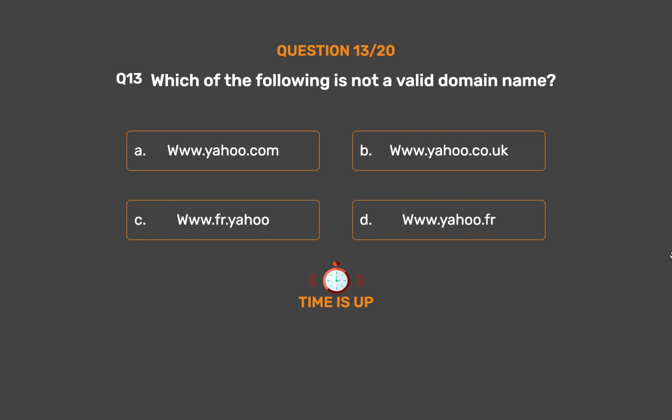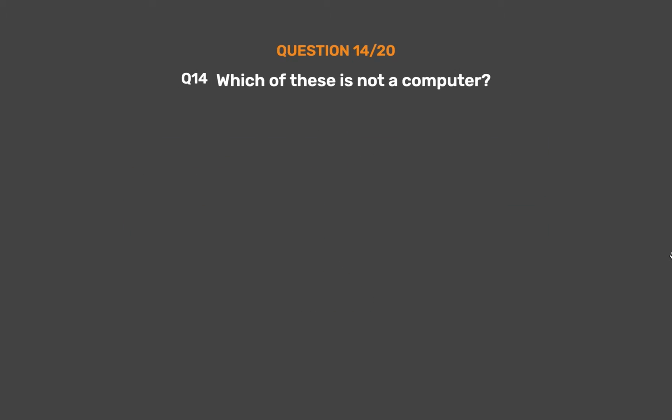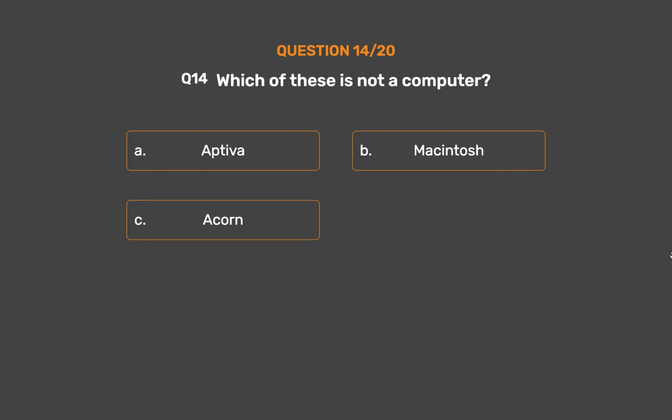The correct answer is option C. www.fr.yahoo. Question number 14. Which of these is not a computer? Option A. Aptiva. Option B. Macintosh. Option C. Acorn. Option D. Paseo.